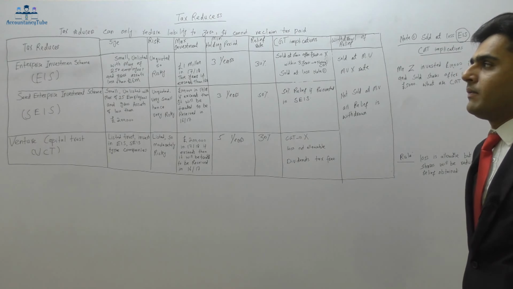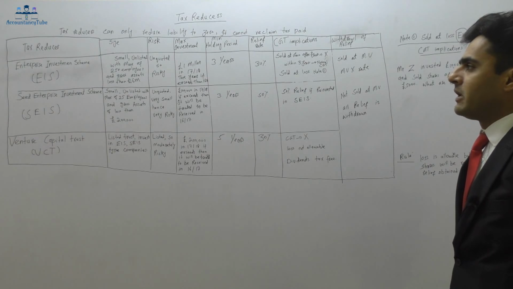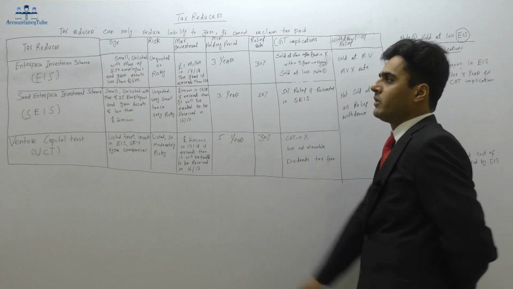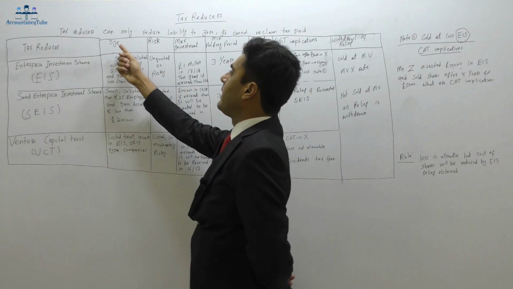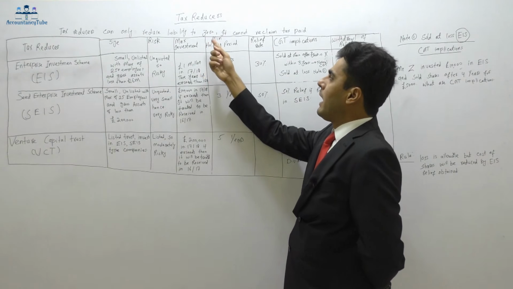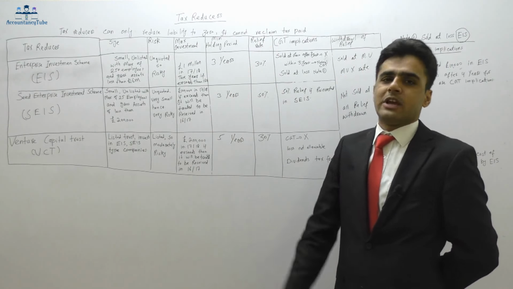Don't fill in yet, but just make the table like this. On top of that, I've listed down just beneath the tax reducers that tax reducers can only reduce the tax liability to zero. It cannot reclaim the tax paid.